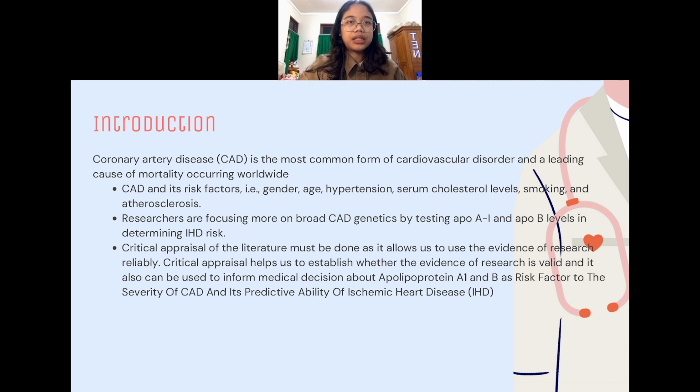Searching for the latest literature about the topic may help to deepen our knowledge, but we have to be critical in searching and choosing the literature. Critical appraisal of the literature must be done, as it allows us to use the evidence of research reliably. Critical appraisal helps us to establish whether the evidence of the research is valid, and it can also be used to inform medical decisions on apolipoprotein A1 and B as risk factors for the severity of CAD and their predictive ability for ischemic heart disease, or IHD.